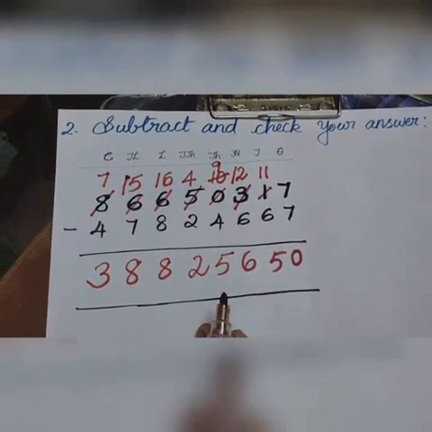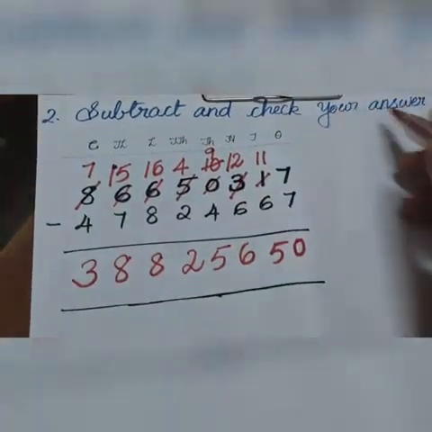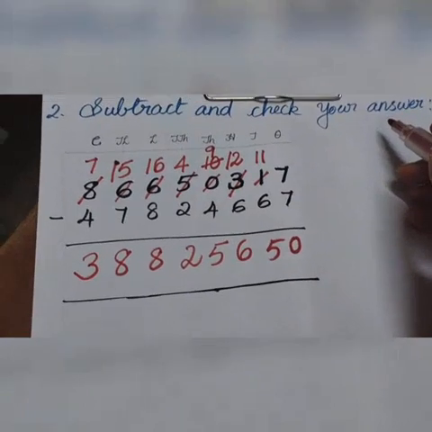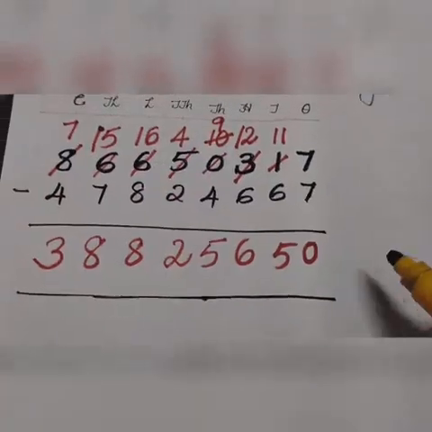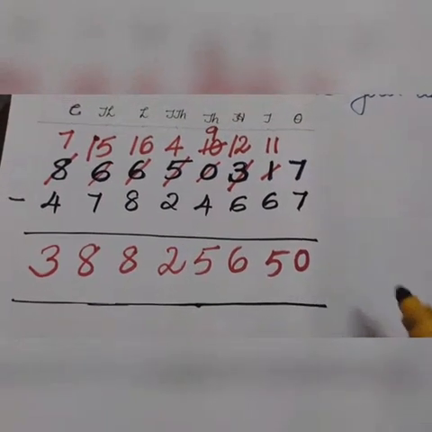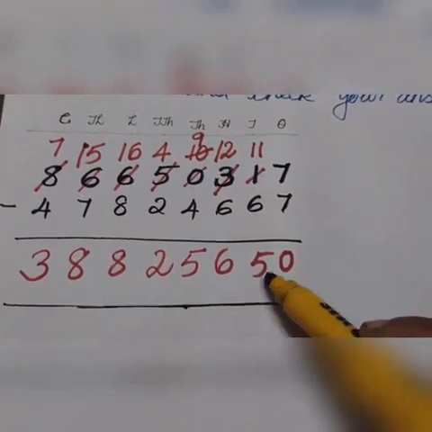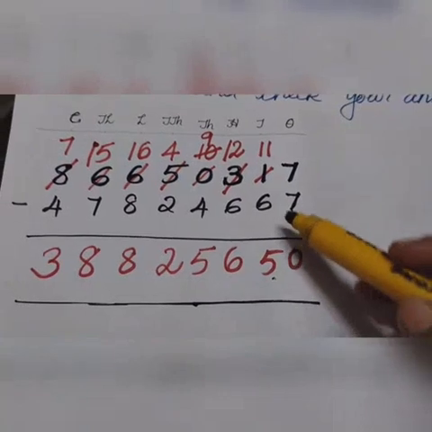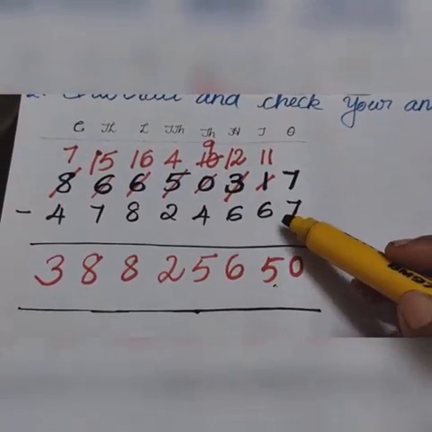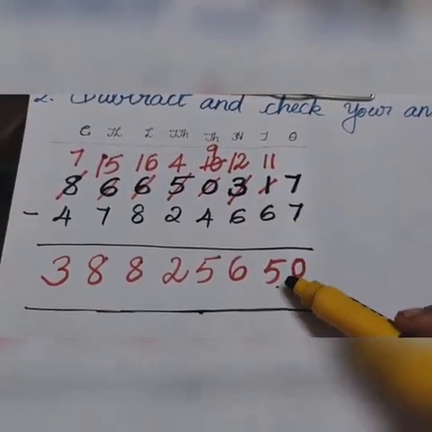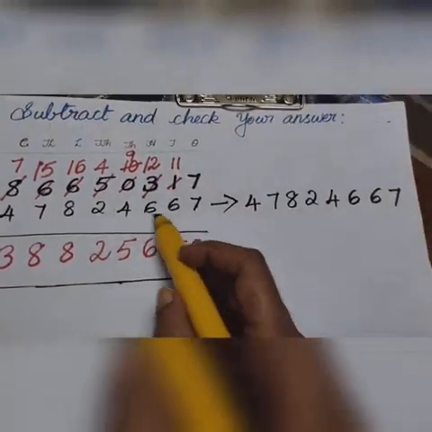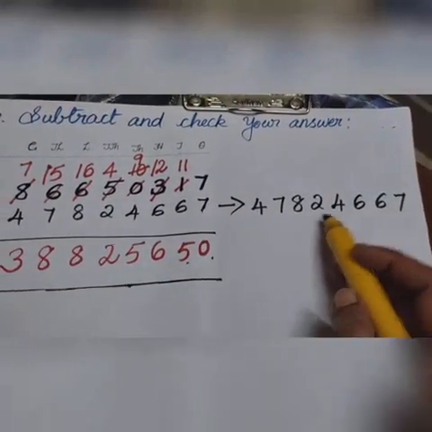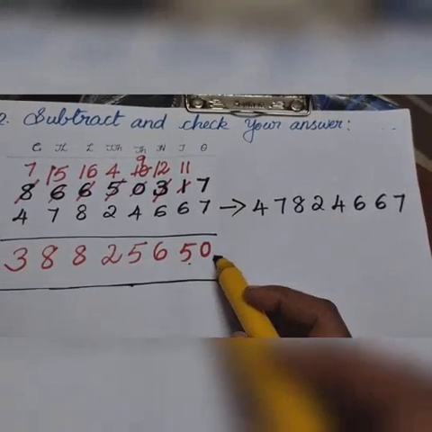So after subtracting we have to check our answer. Okay children, we are going to check our answer. For checking subtraction, we add the difference. Okay, we add the difference with the subtrahend. Okay children, if the sum is equal to the minuend, then the subtraction is correct.